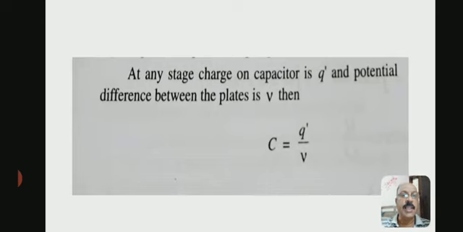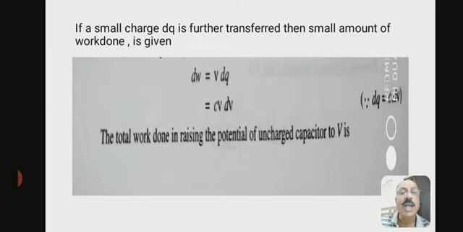At any stage, the charge on the capacitor is Q dash and the potential difference between the plates is V. Then the capacitance of the capacitor is the ratio of charge to the applied potential, that is Q dash divided by V. If a small charge dq is further transferred, a small amount of work has to be done, given by dW equal to V into dq.